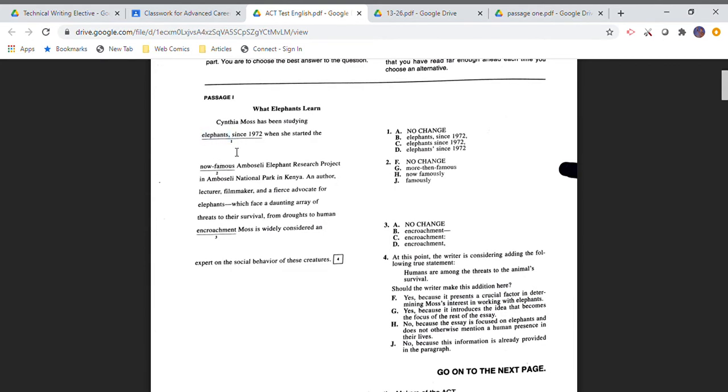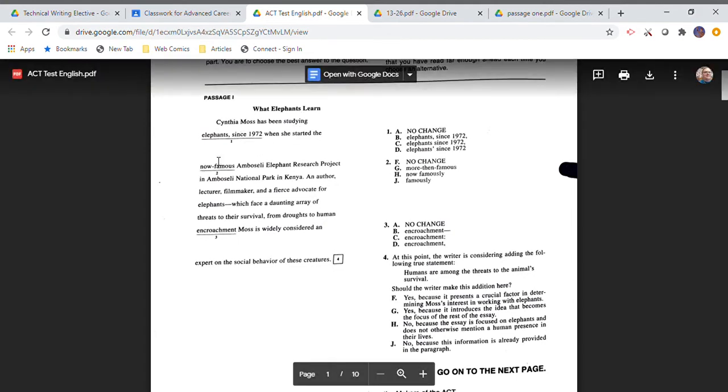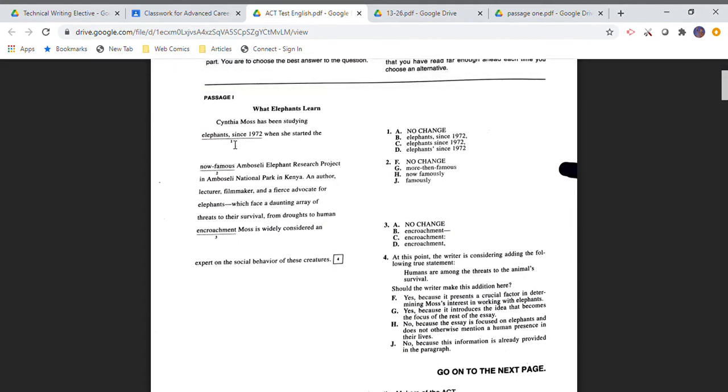Question 1: elephants has a comma after it right here. Cynthia Moss has been studying elephants. Now, the way I like to think of commas is that if you're reading it out loud, it should make you pause. So if I'm saying, my name is John Swoboda, comma, and I like pottery, there's a reason for the comma, so I can pause. Do you need to pause here? Cynthia Moss has been studying elephants since 1972. Yeah, no, there's no need to pause. So we're going to get rid of the comma. Which option has no comma?